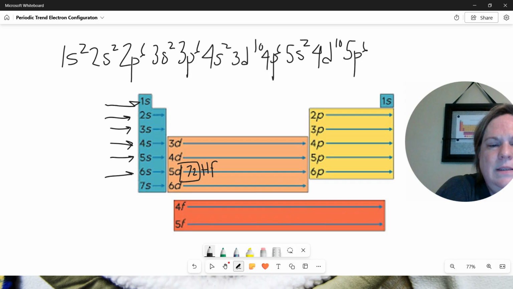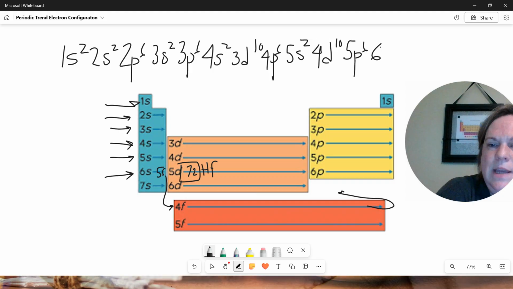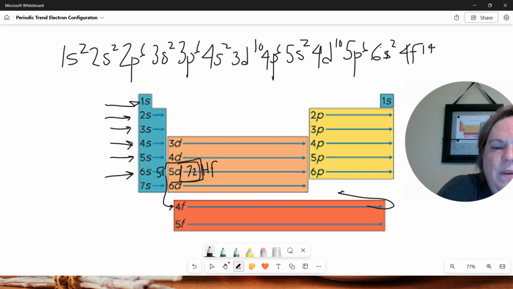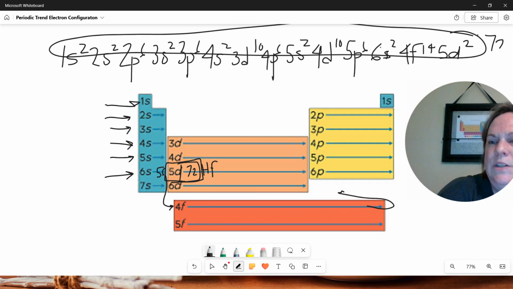Now I'm here in the 6th row. Remember what I said, in the 6th row, barium, which is found right here, is element 56. And then I'm going to have to jump down here to the 4f, complete it, and then come back. So I'm going to fill the 6s, and then I'm going to go down to the bottom and fill the 4f, and they can hold 14. This s needs to be better. And then when I come back up here, I'm going to fill 2 more electrons in here. I'm going to fill 5d2. And if I add up these superscripts, they should add up to 72.